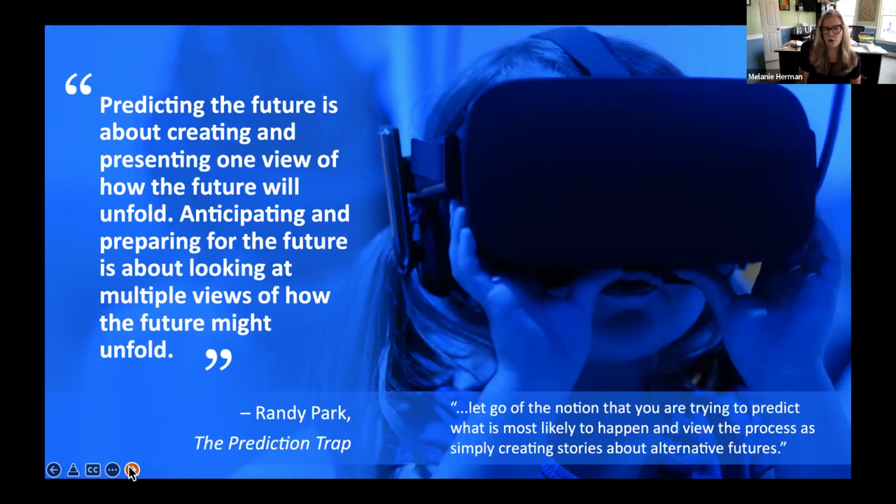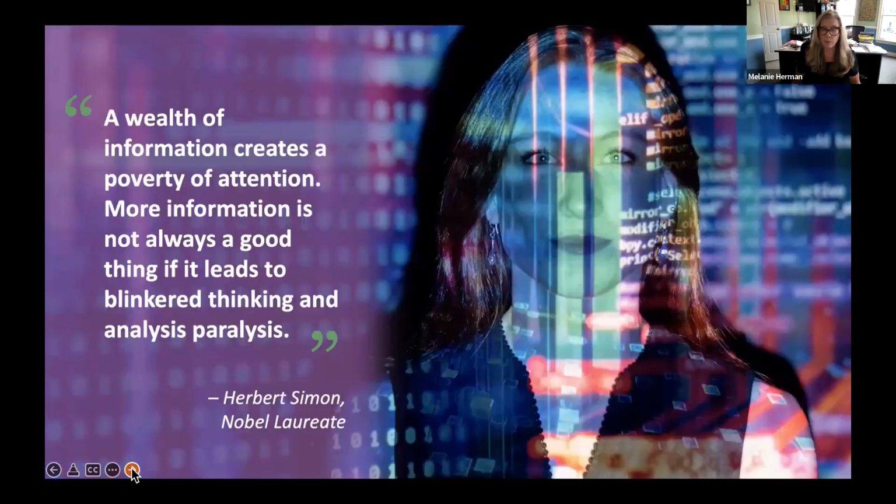If you follow Randy Park's line of thinking, that it's all about creating stories about what might happen, not what will happen. We're not forecasting. We're imagining what might happen, what could happen based on these drivers and these external forces, so that we can be more resilient and ready for anything. I think that's a much better place to start. And I think your team will feel much more encouraged.